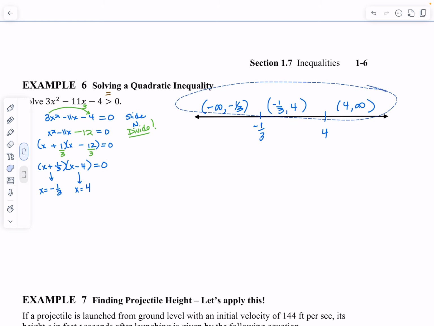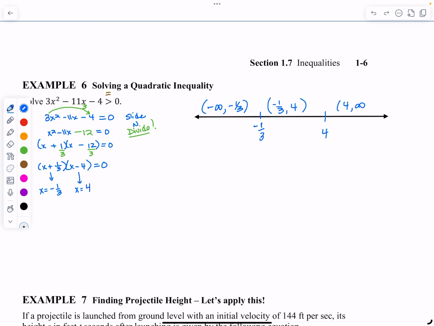So I now know that these are my answers, okay? I just don't know which ones are going to work. I find them out by looking at what I have been given. So it is not an equal mark. Instead, it is a greater than 0 sign. So greater than 0 means it has to be, is it positive or negative? Greater than 0 means it's going to be positive. Does it have an equal mark? It does not. So not equal, okay? So not equal to 0. So it has to be positive, but not 0. So once again, we're just going to plug in some numbers.